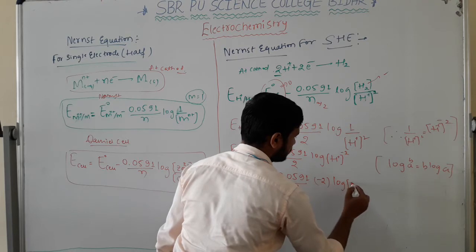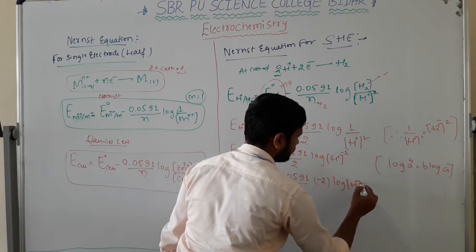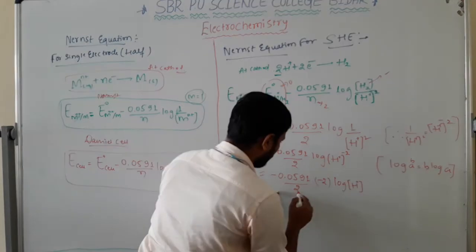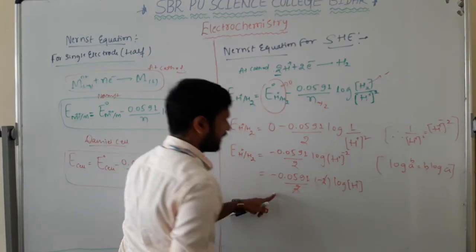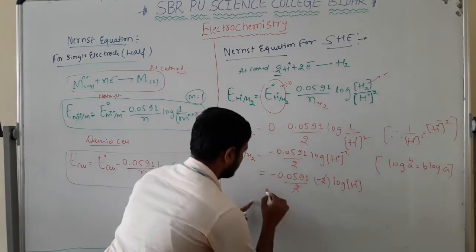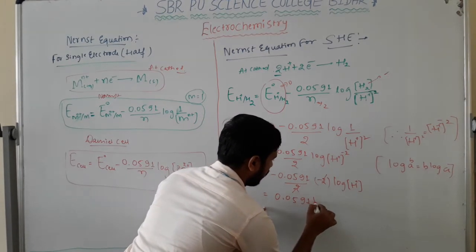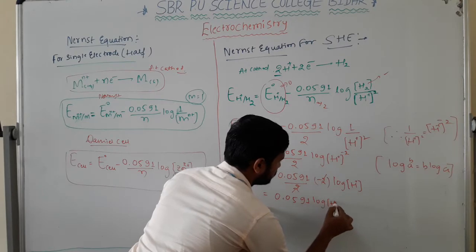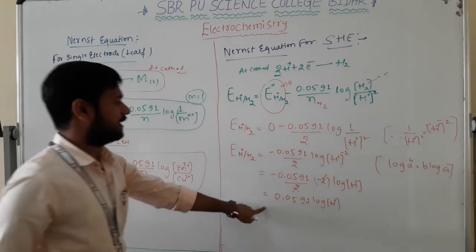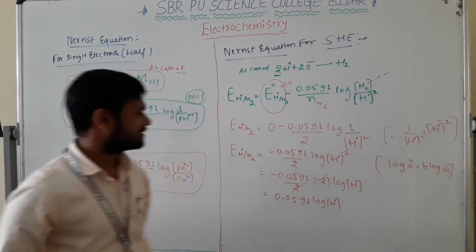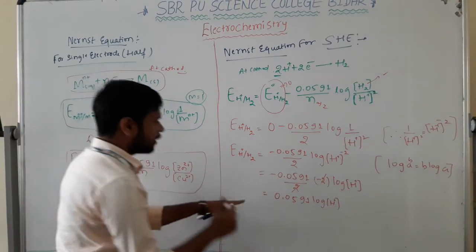Now what happens? This is the H plus. See all of you now. This minus 2 gets cancelled with the 2 in the denominator. This minus and this minus become plus. Now what happened? 0.0591 times log of H plus. This is the value I am going to get. See, this is now a positive value.